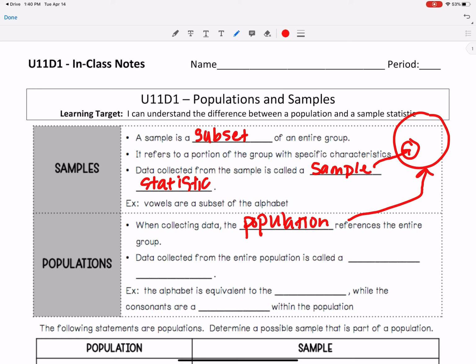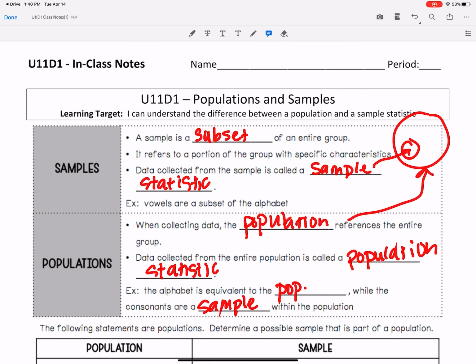Data collected from the entire population is called a population statistic. So here's an example. The alphabet is equivalent to the population, while the consonants are a sample within the population. I think that's a really good example.